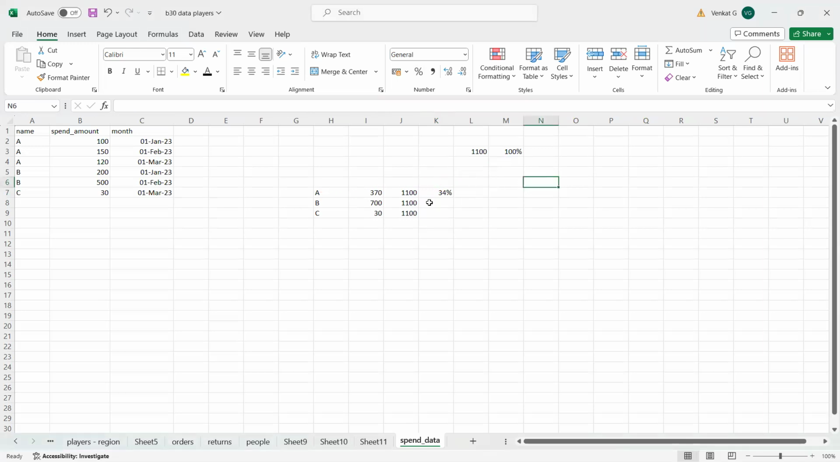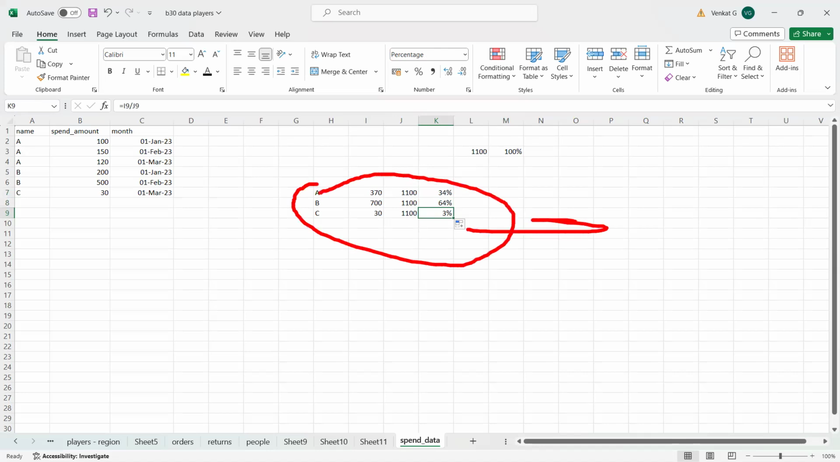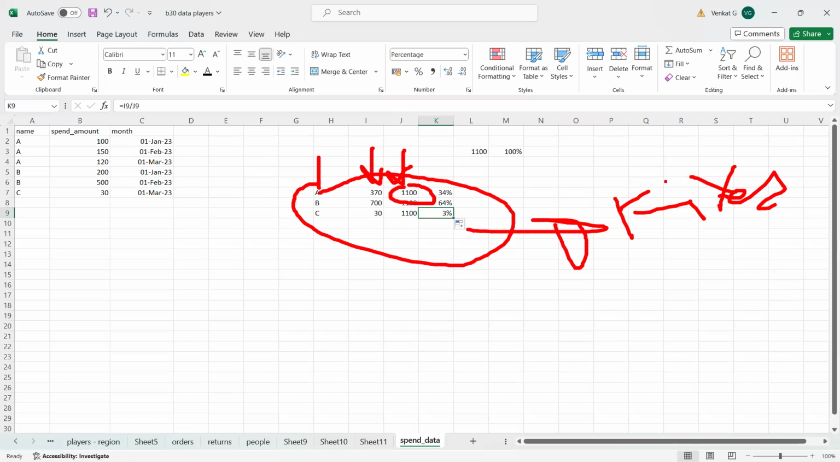Similarly, how to find out for child B? Same formula. Just drag it for this row and this row. Now you see 370 means 34%, 700 means 64%, 30 means 3%. To achieve these types of requirements in Tableau, we have to go for fixed LOD. So total amount is 100%. We are able to achieve these two columns. Column A we have achieved, column B we have achieved. But how to achieve column C, the total amount?